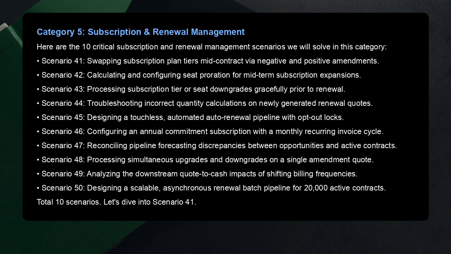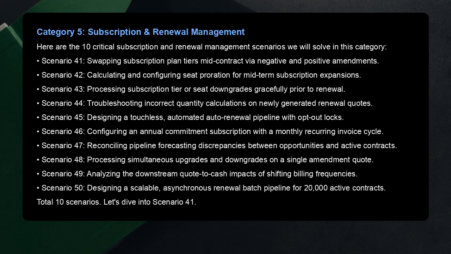Scenario 41. Swapping subscription plan tiers mid-contract via negative and positive amendments. Scenario 42. Calculating and configuring seat proration for mid-term subscription expansions. Scenario 43. Processing subscription tier or seat downgrades gracefully prior to renewal. Scenario 44. Troubleshooting incorrect quantity calculations on newly generated renewal quotes. Scenario 45. Designing a touchless, automated auto-renewal pipeline with opt-out locks.